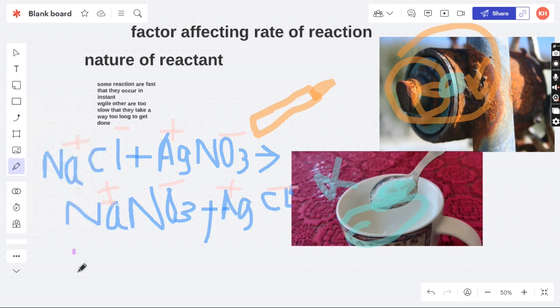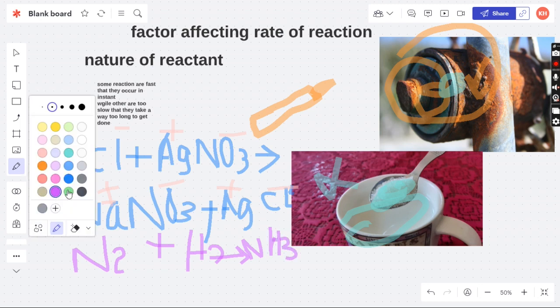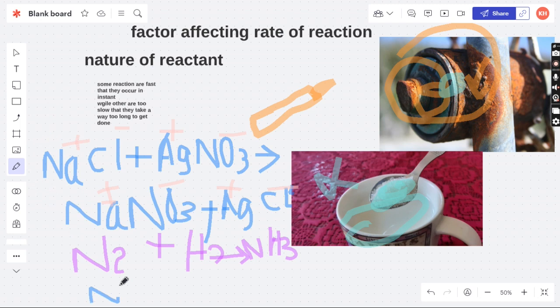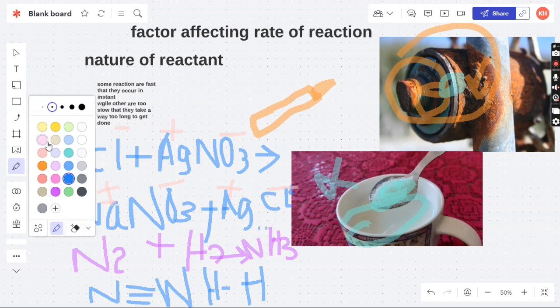But of course, take ammonia: N2 plus H2 gives NH3. I'm not balancing the equation; you can do that by yourself. This is basically an intermediate reaction where you can determine the rate of reaction because it takes time. Let me show you. This is nitrogen with a triple bond, hydrogen with a single bond. It takes time to break the bonds and to create ammonia, which has one lone pair, right? So yeah, the process takes time.